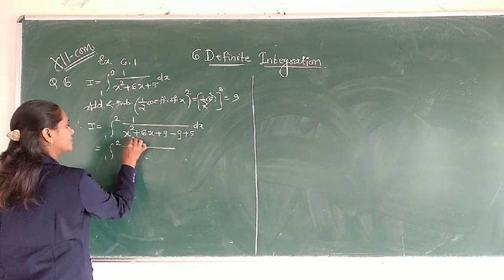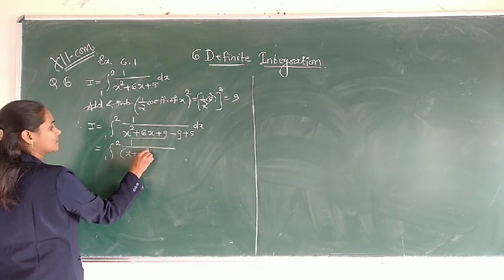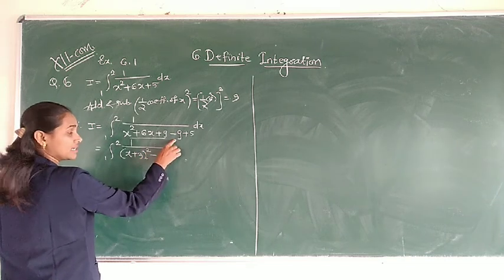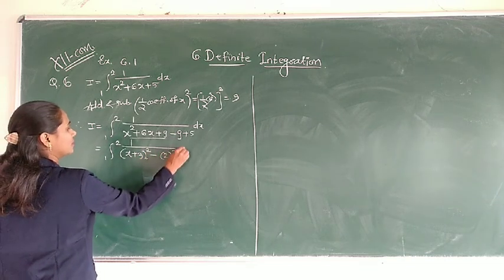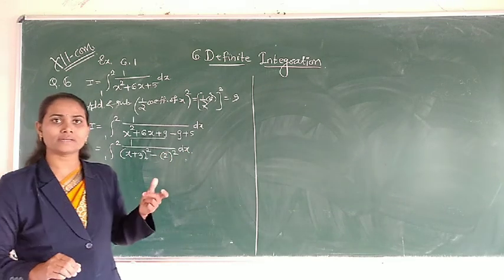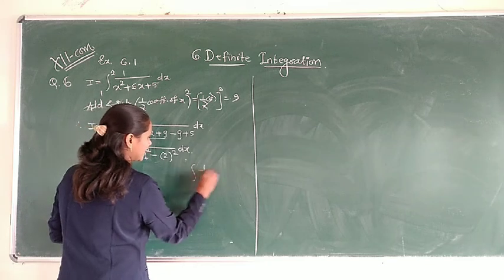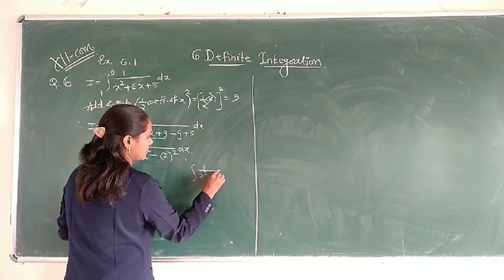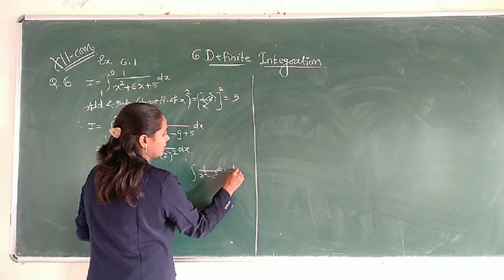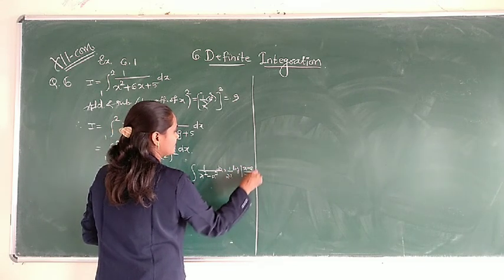Integration 1 to 2. First we take these three terms. This is the square of x plus 3, minus 9 plus 5, which is minus 4, and this is the square of 2, into dx. Now this is converted into our standard form 1 upon x square minus a square. We know the integration of 1 upon x square minus a square dx is equal to 1 upon 2a into log of mod x minus a upon x plus a.